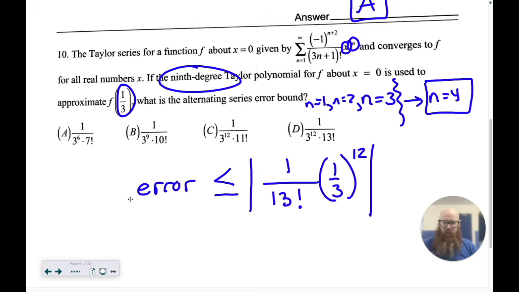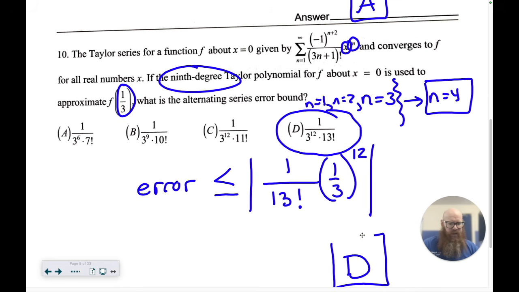Now I'm going to find my answer. I should have a 13 factorial on the bottom, and then 1/3 to the 12th, which is 1 to the 12th, that's 1, and then 3 to the 12th. So the answer is D. Wherever you stop, the next term represents your error term, the error bound essentially for any alternating series.